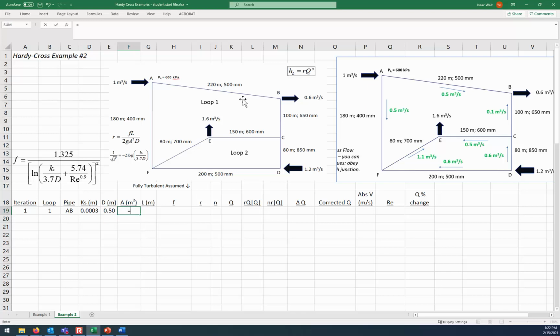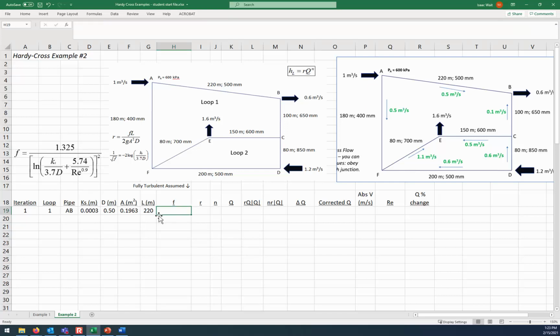Okay, the area, pi times d squared divided by 4. Now I've got the cross-sectional area for that pipe. The length of pipe AB is 220 meters. The F value, I'm going to start off by assuming fully turbulent flow. So remember, here's the full Jane equation. For the fully turbulent flow assumption, we don't yet know the velocity, so we'll just assume Reynolds number is really big, and the F value only depends on the left side of the denominator there.